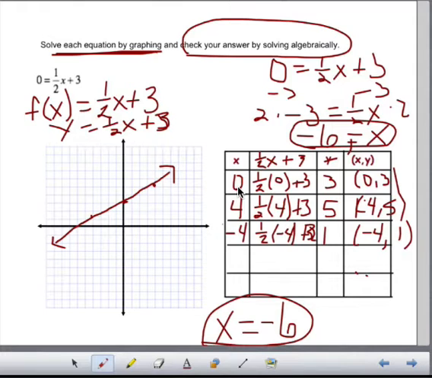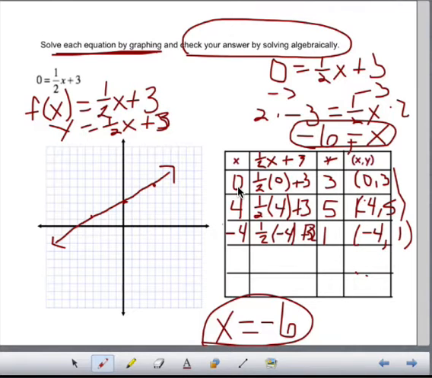Now, I know you're thinking, why are you making me graph this when I can just solve it algebraically and be done with it? Well, if you'll just trust me and hang with me a little bit here, there's a reason. We're going to be solving simultaneous equations, 2 equations at one time, by graphing them. It's just getting you used to graphing these lines and solving all different kinds of equations. Okay, you can do it algebraically or by graphing.